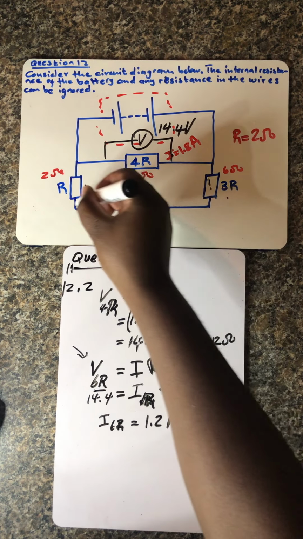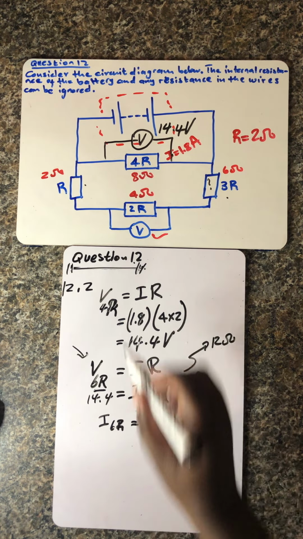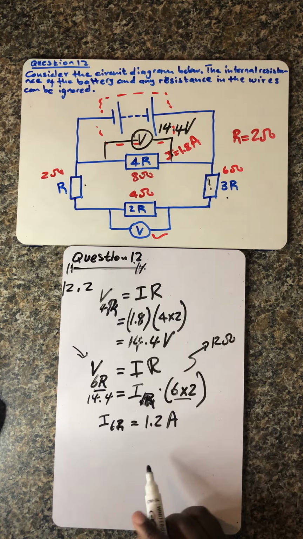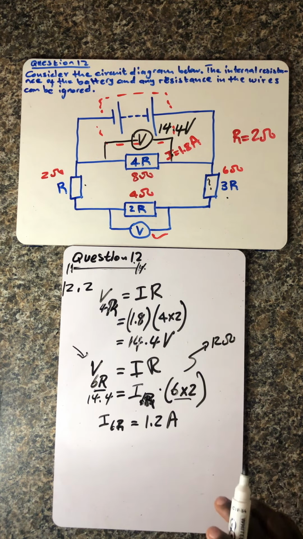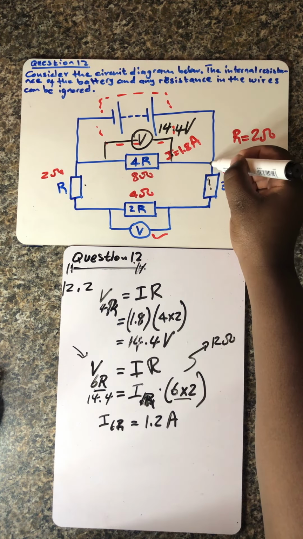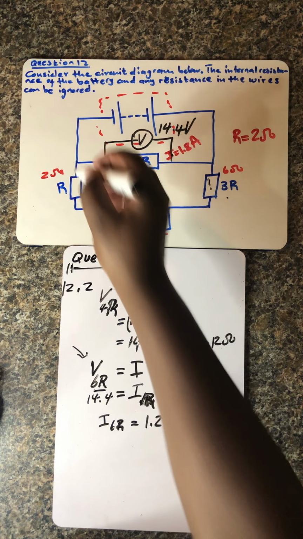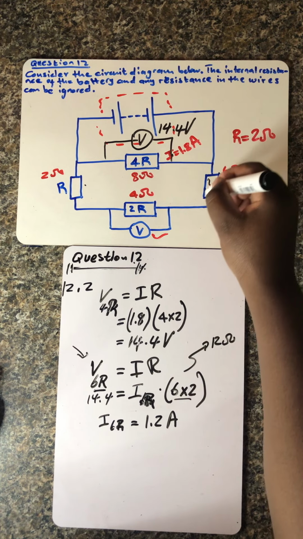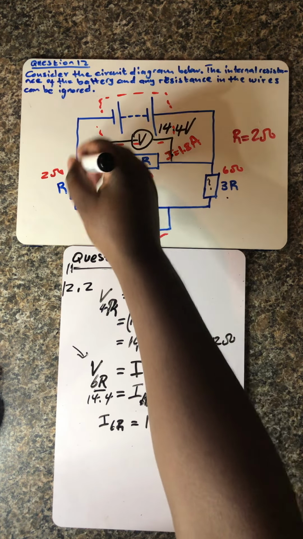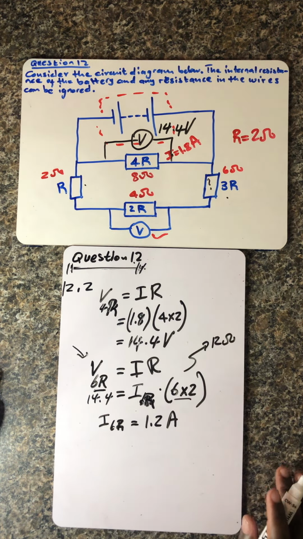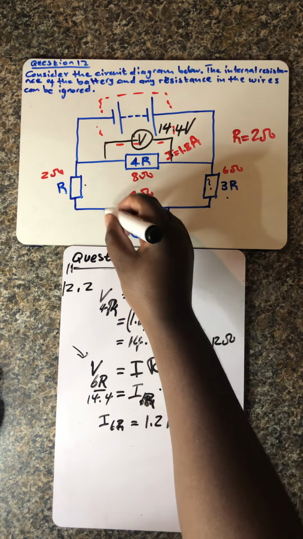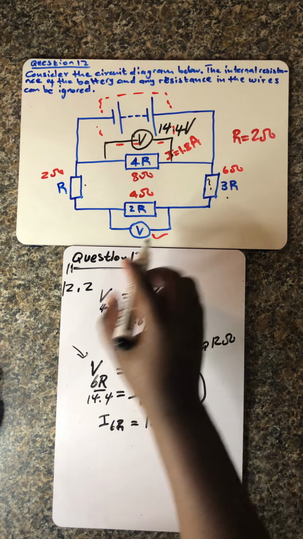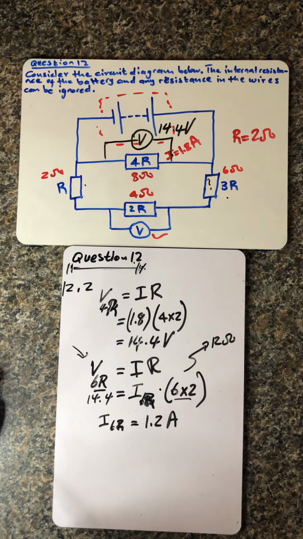Current flowing through the 2R is still 1.2. Current flowing through that R is still 1.2. Why? Because it's flowing through a series connection. So there's no split of water going through in two different ways. Don't be confused by this. This is just a device that reads the potential difference across that 2R resistor. Very, very much important, ladies and gentlemen.